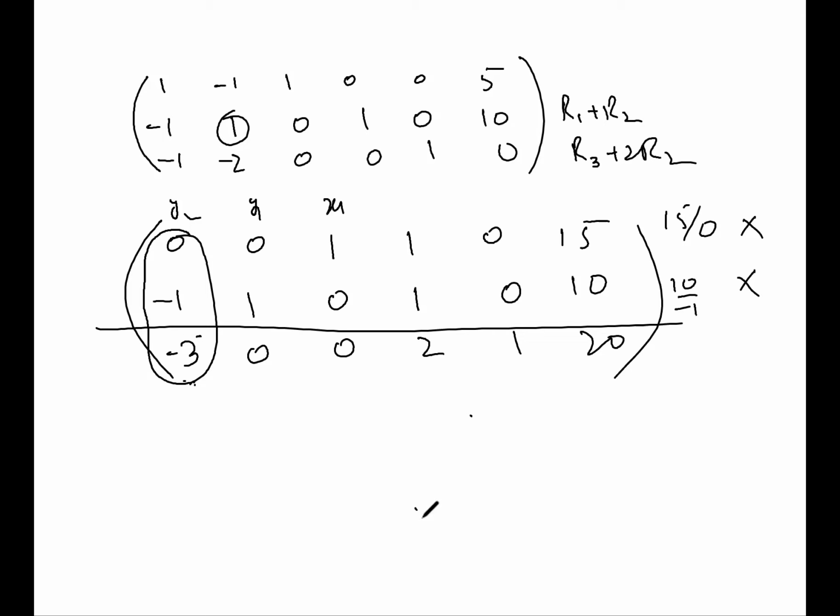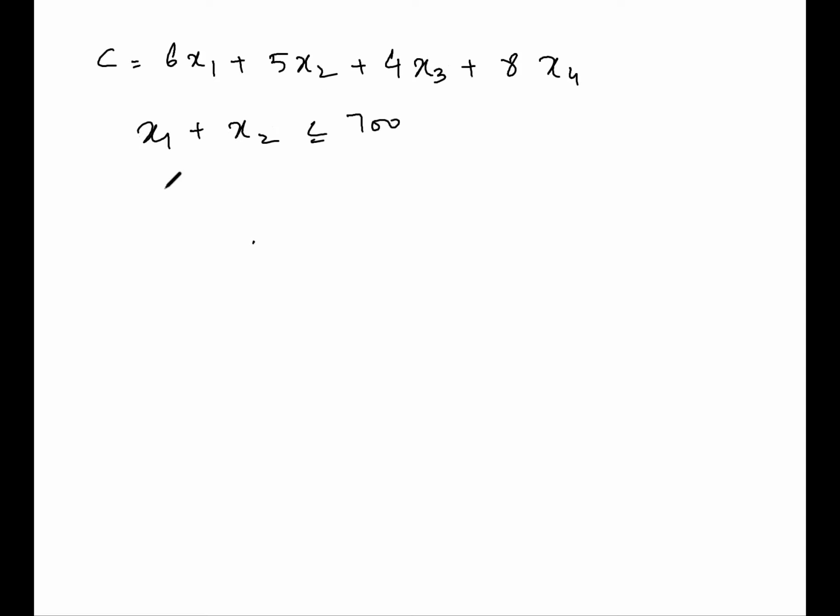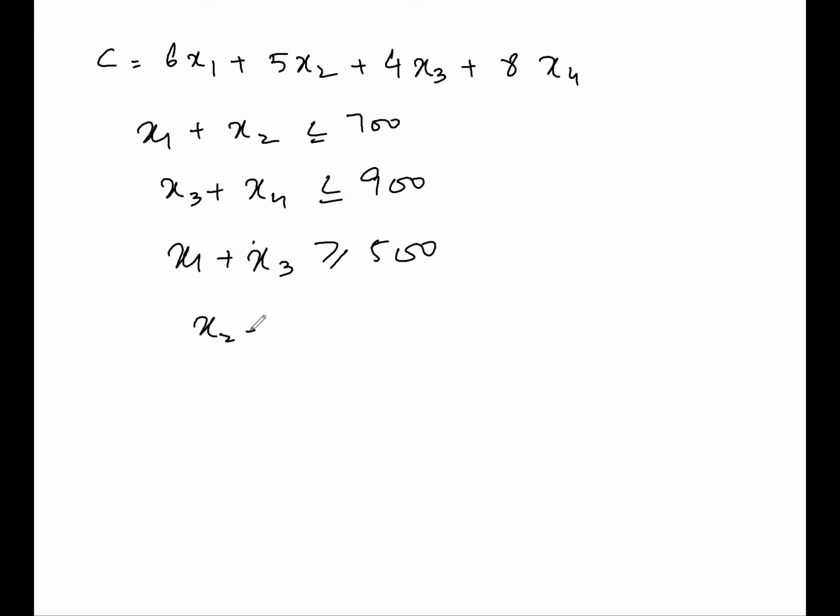So I solve one more example from the book, where we have different constraints, and the cost function is given like 6x1, 5x2, 4x3, 8x4, and the constraints are x1 plus x2 less than 700, x3 plus x4 less than 900, x1 plus x3 greater than 500, x2 plus x4 greater than 1000.